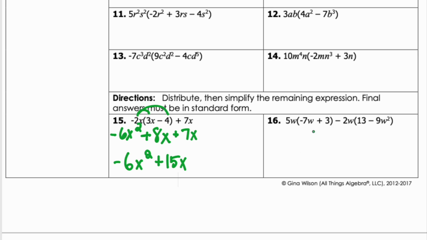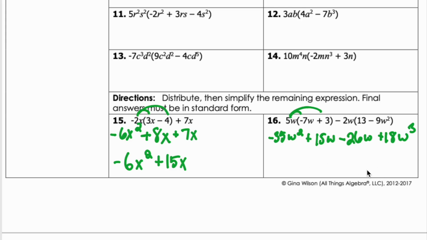All right, let's do number 16. Go ahead and distribute that 5w. So now I have negative 35w squared plus 15w. Then we're going to distribute this one. So I have a negative 26w and positive 18w cubed. Okay, notice that they added this on the back end. Be careful to watch out with those exponents, right? We need to add that 2 and that 1, which makes that 3.